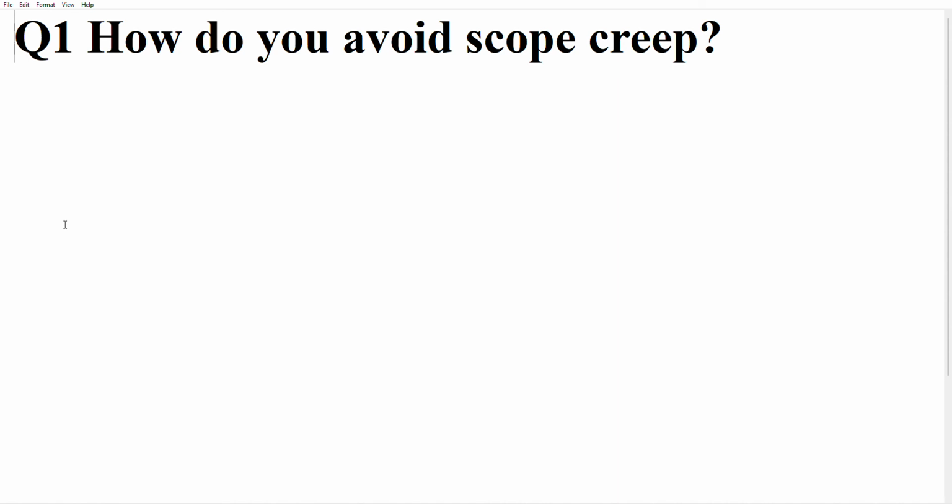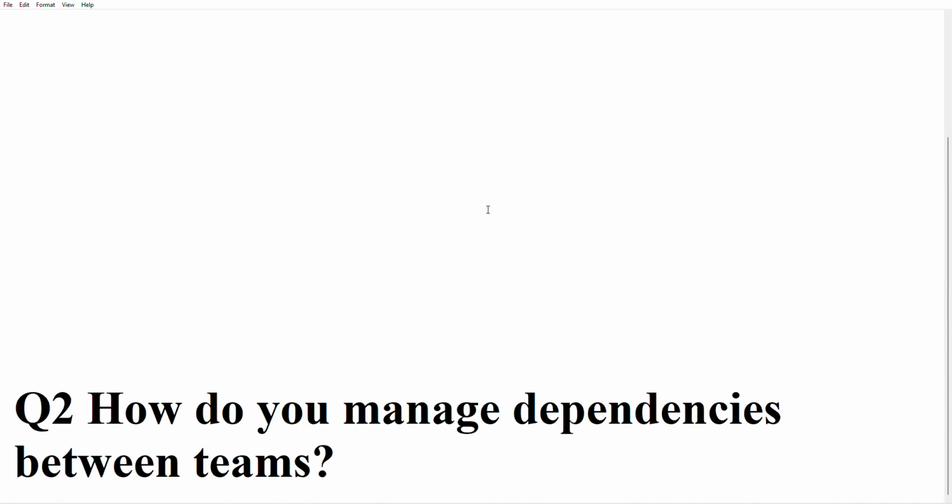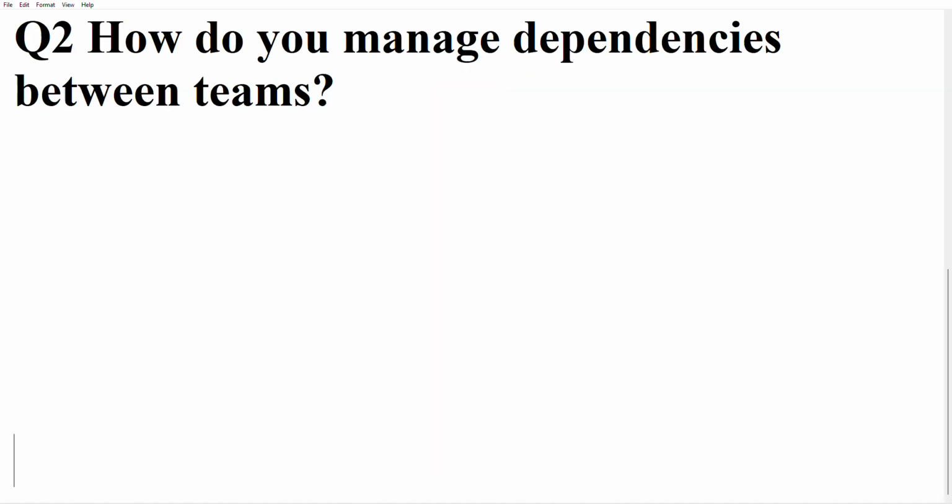Okay, now moving on to the next question. How do you manage dependency within teams? When you are working in a Scrum environment, or in a SAFe environment, or in an agile environment, you're working with multiple teams. If it's not a SAFe environment, you're working with almost 5 to 12 teams. If it's a SAFe environment, you're working with a lot of teams, a lot of resources, a lot of people in the train. So there is always dependency.